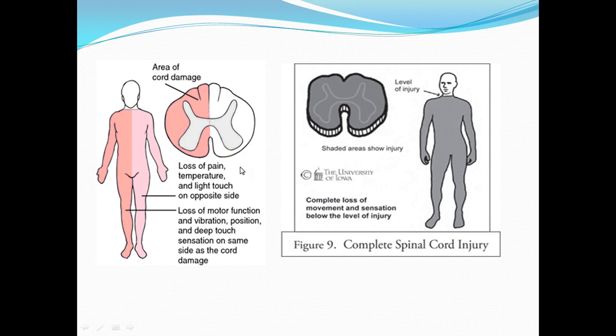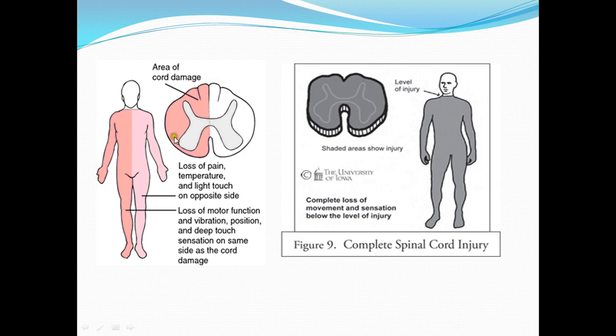And as I have discussed in the previous slides, the fibers for position sense and vibration are not crossing. So this patient will have involvement of the position sense and vibration on the same side. So this is called hemicord syndrome or Brown-Séquard syndrome.